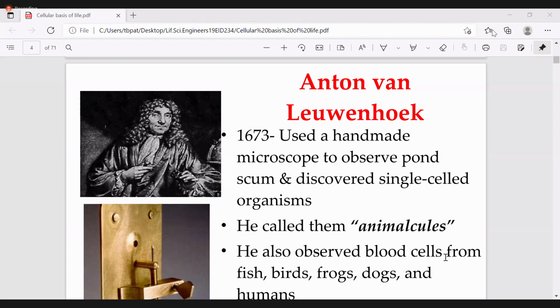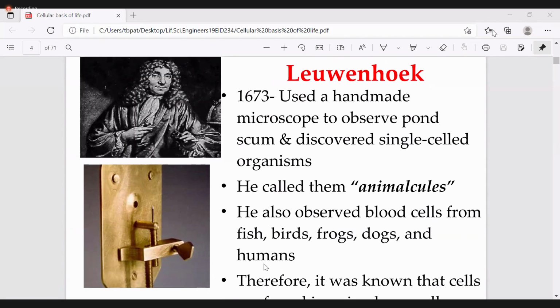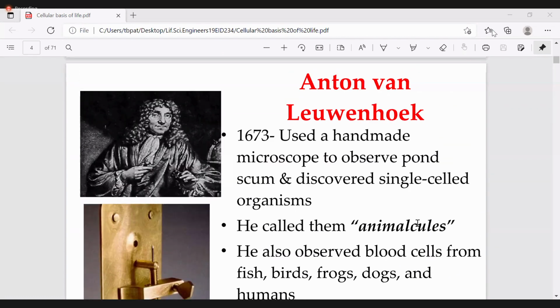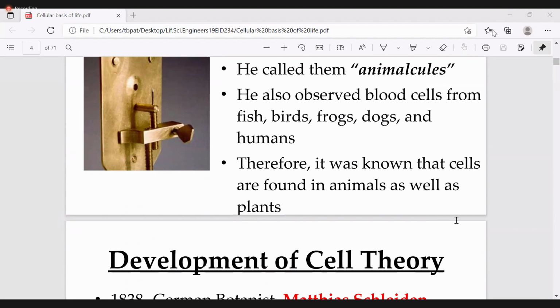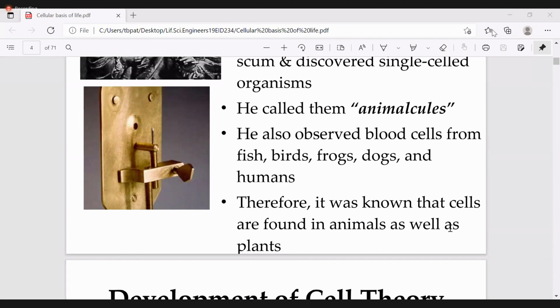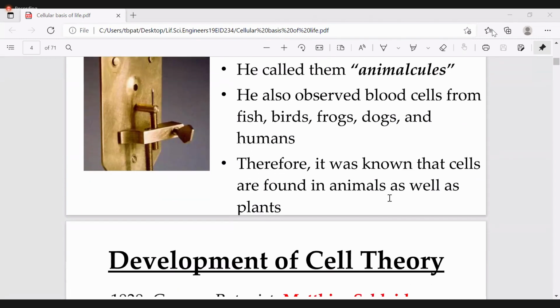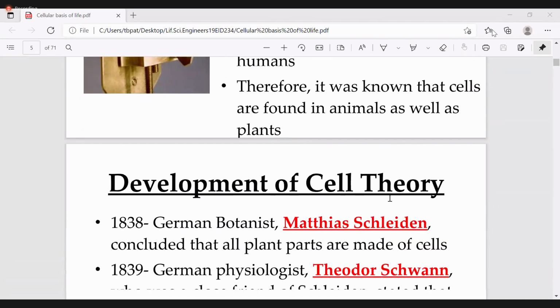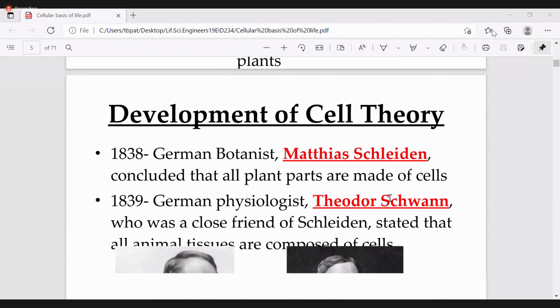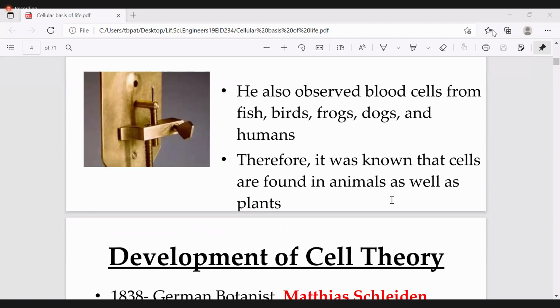He also observed the blood cells of fishes, birds, and frogs. Frogs are amphibians, birds are aves, fishes are fishes, and dogs are mammals, and humans. He observed all of that. Therefore, it is known that cells are found in animals as well as plants. In both cases, there was a lot of development of theory. So whether the body originates as unicellular or multicellular is explained by cell theory.